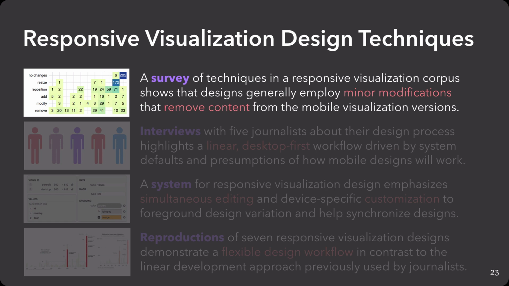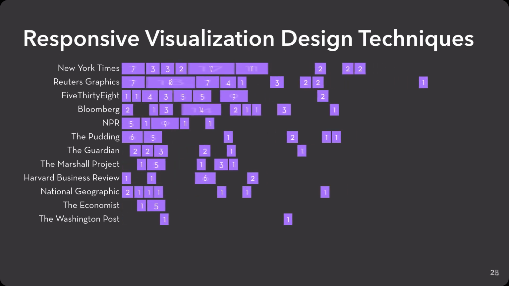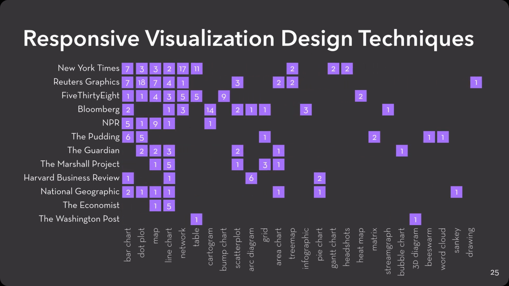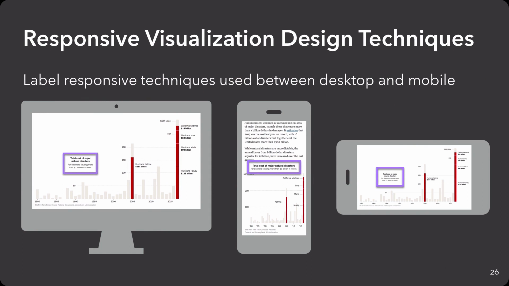For the survey, we collected examples from best of lists for visualization designs and galleries for individual sources. Overall, we looked at 231 visualizations found in news articles from 12 sources, including the New York Times, Reuters Graphics, and 538. For each visualization, we labeled the visualization type to ensure that the corpus covers a wide spread of different designs. We then used an open coding process to identify the changes between the desktop and mobile visualization in both the portrait and landscape orientations for the phone.